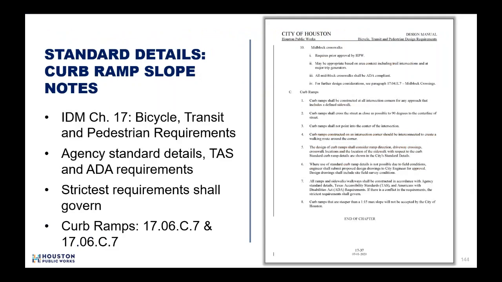This brings us to another addition, curb ramp slope notes. 2 items have been updated in Chapter 17 of the IDM to remedy a frequently misunderstood requirement by the City of Houston. Far too many times has the design engineer, contractor, and City of Houston inspectors reached the construction phase of the project and run into permitting issues due to curb ramp slopes. Let's read these clarified requirements from Chapter 17.